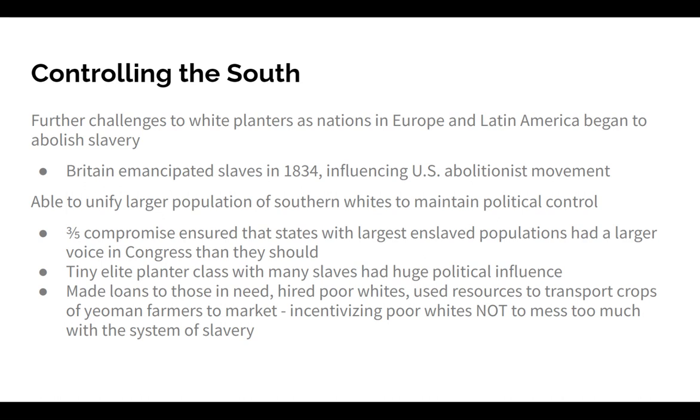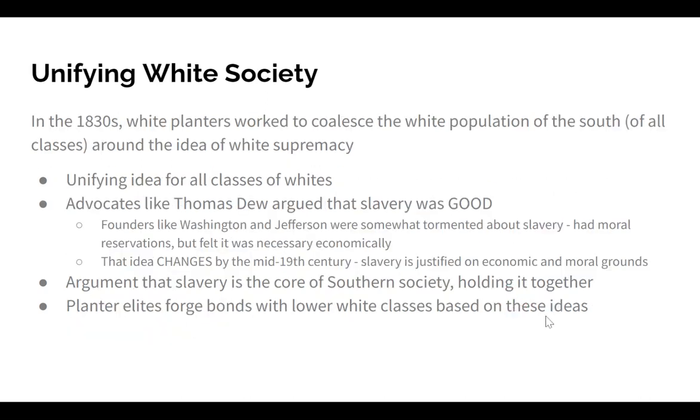They often made loans to those who were in need. They hired poor whites. They used resources to transport crops of yeoman farmers to the market, and they kind of did all this to incentivize poor whites to not mess too much with the system of slavery. And this is going to become increasingly important in the 1830s and 1840s as common farmers and common laborers had a bigger voice in government.